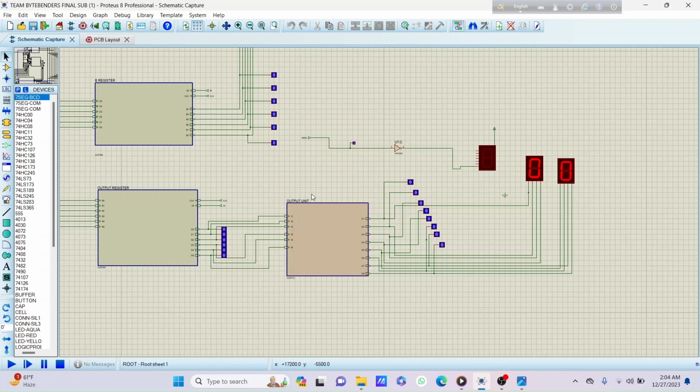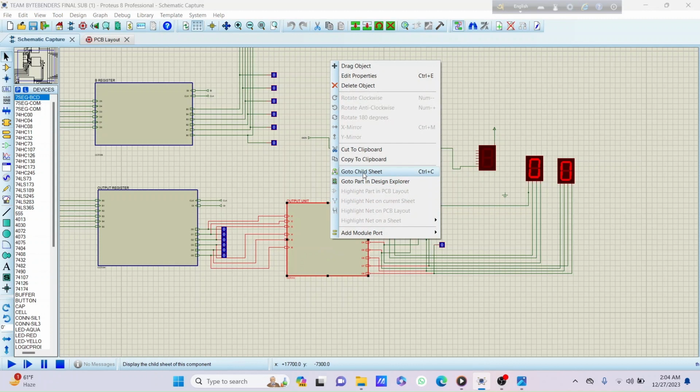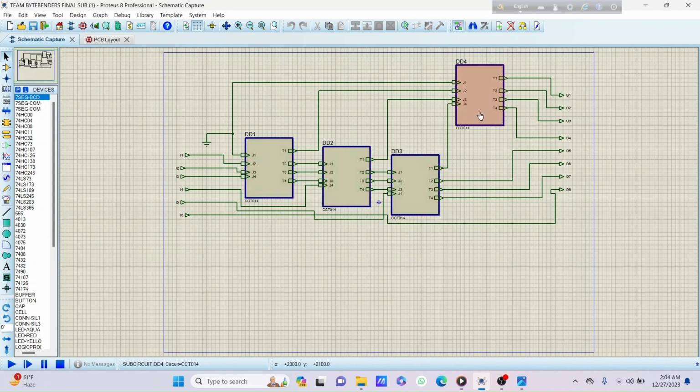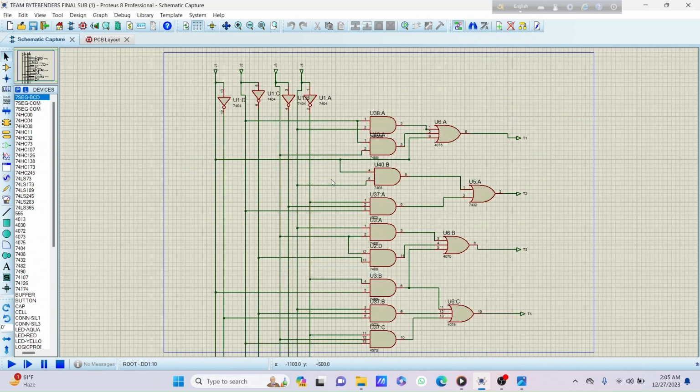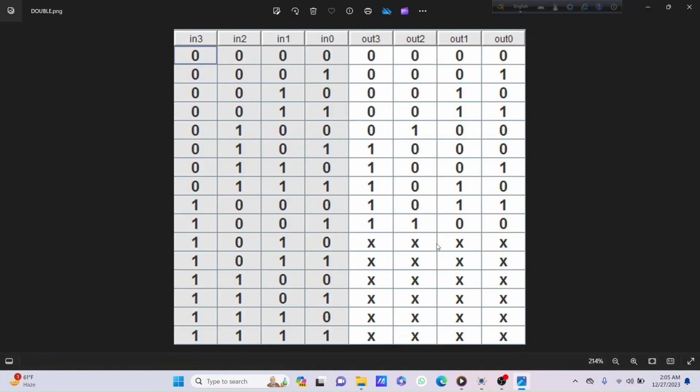Now if we come to our output unit, this has 6 input pins which is connected to the output register and 8 output pins which is connected to 2 BCD displays. This output unit is designed using double dabble method. Now if we look inside, we have 4 subcircuits. Each of the subcircuit is designed with the same circuit diagram. This circuit is designed using double dabble method. To get the outputs, we have used this truth table.